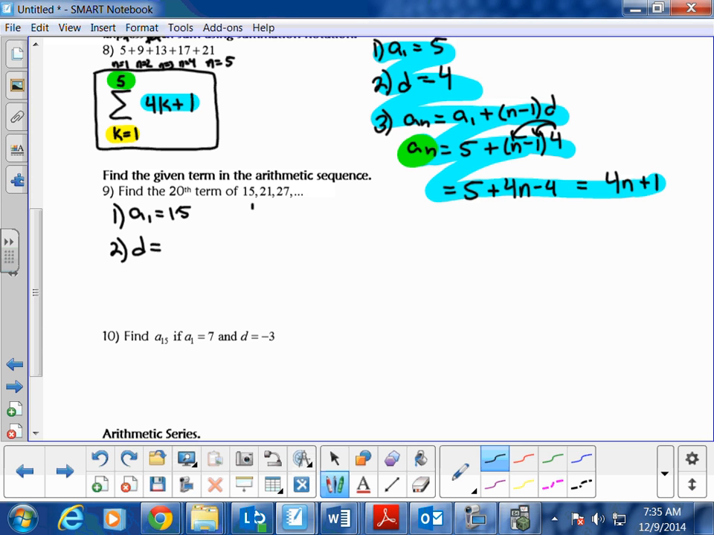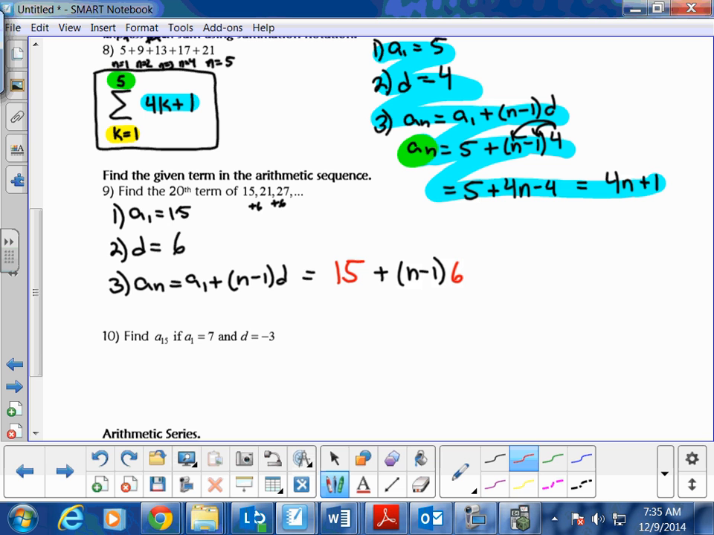In this case, the difference is 6. And then from there, step 3, use our equation to find the actual pattern. So from here, it's going to equal, with substitution, 15 plus n minus 1 times 6. And let's go ahead and actually use this to find out.